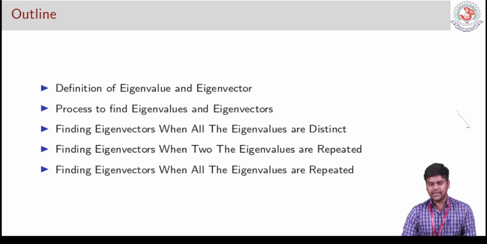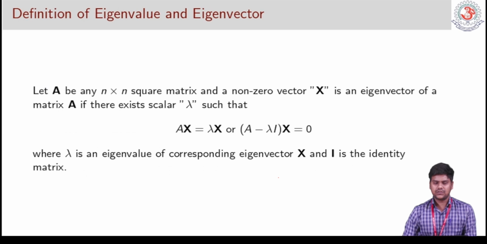There are three types of examples. The first one is if all the eigenvalues are different, the second one is when two of the eigenvalues are the same, and the last one is if all the eigenvalues are repeated. So we'll see these three types of examples for 3 cross 3 matrices. First we'll start with the definition of eigenvalue and eigenvector.